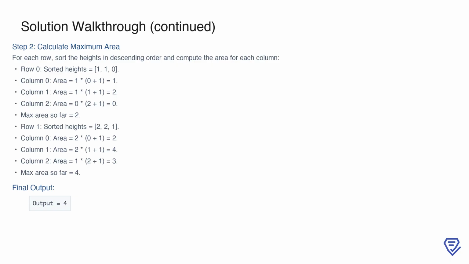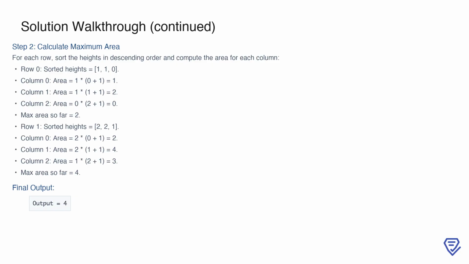For column 0, the height is 1, and its area is the height multiplied by the number of columns considered so far, which is 1 times (0 plus 1) equals 1. For column 1, the area is 1 times (1 plus 1) equals 2, and for column 2, the area is 0. The maximum area for row 0 is thus 2.